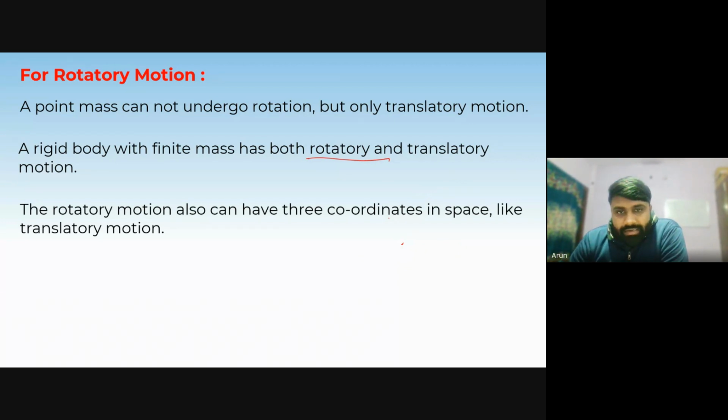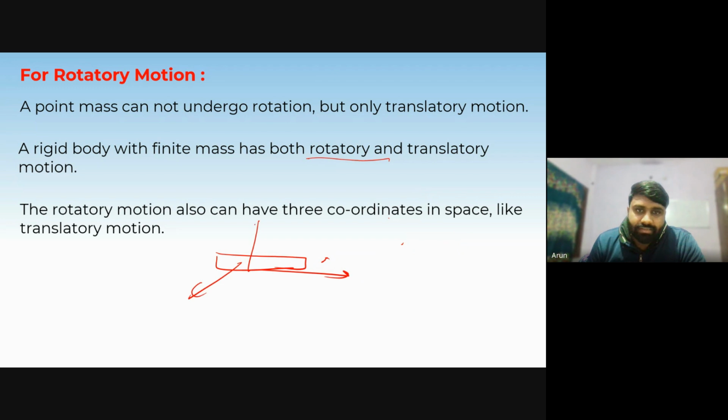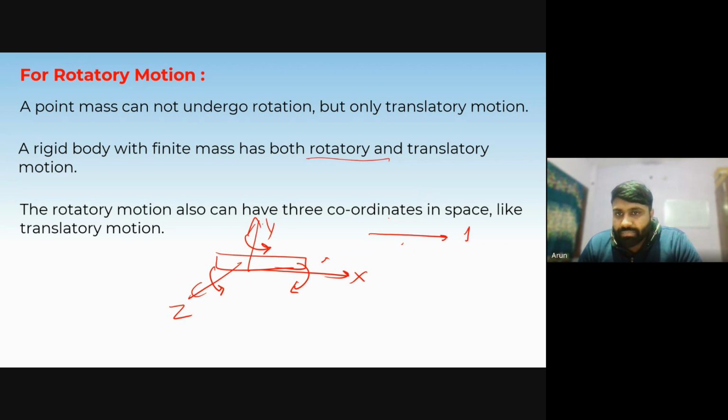How? Let's say this is the rod that we have. Just a second. So this is the rod that we have, and these are the three axes: y, x, and z. So it can rotate about the y-axis, it can also rotate about the x-axis, it can also rotate about the z-axis. So there are three possible coordinates in space for rotatory motion also, which means if a body is, let's say, translating in one dimension and also rotating in that dimension, how many degrees of freedom can that body have?